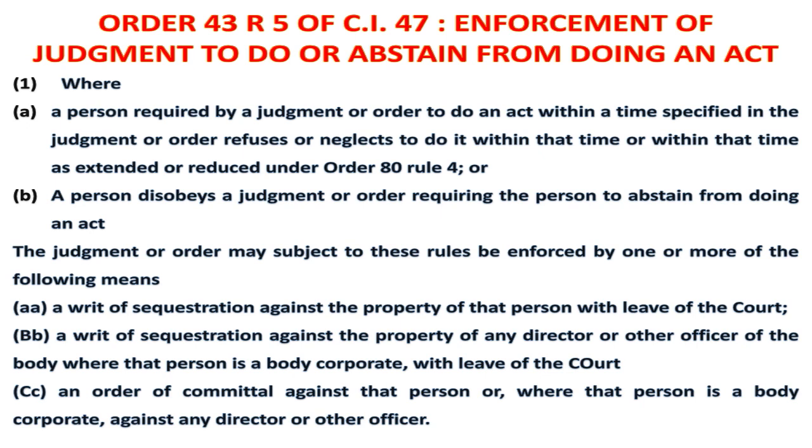C. an order of committal. So before you can go for an order of committal, it means that there must have been a judgment that the judgment debtor was ordered to do something within a specified time, or he was ordered to do or abstain from doing something, but he has disobeyed. So for disobeying the courts, we can trigger sequestration or we can trigger committal proceedings. That is what it means.